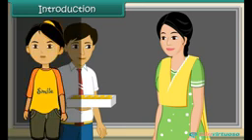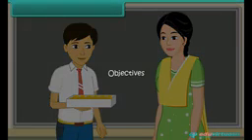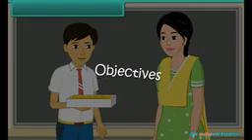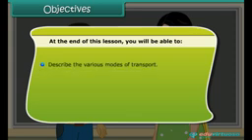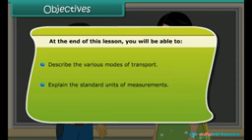Children, in this lesson, we will learn about the various modes of transport and also about the measurement of distance along with the types of motions. Objectives. At the end of this lesson, you will be able to describe the various modes of transport, explain the standard units of measurements, and describe the types of motions.